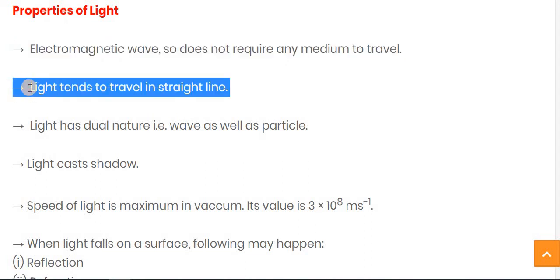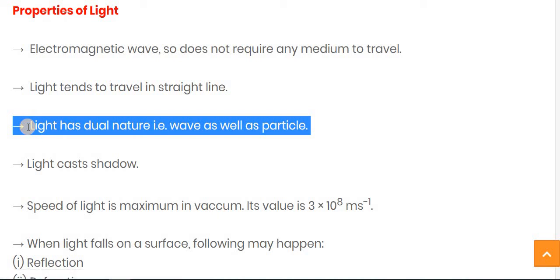The next property of light is that light tends to travel in a straight line. Light always travels in a straight line. Light cannot be bent. It reflects, but it cannot be bent. So light tends to travel in a straight line. This is the second property of light.